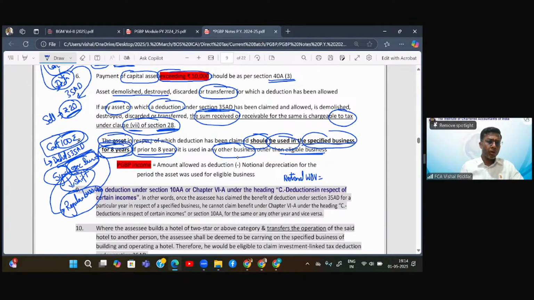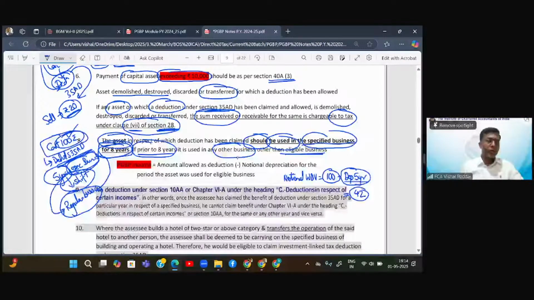Notional means not real, only on paper. How? 100 rupees was my cost minus depreciation, which I would have calculated if this asset was not a 35AD business asset. So let us say this building right from day one was used in my regular business. Obviously, every year I would have calculated some depreciation on this building. So I will calculate that depreciation. Now this building is used for 5 years. So I'll calculate the 5-year depreciation, subtract it from 100. Let us say the amount comes to 42.